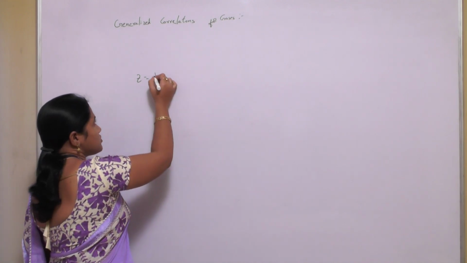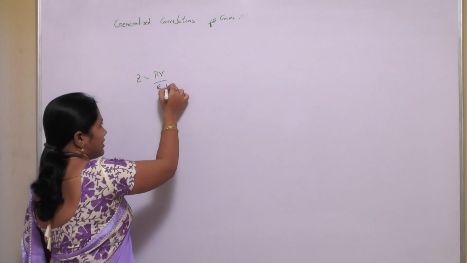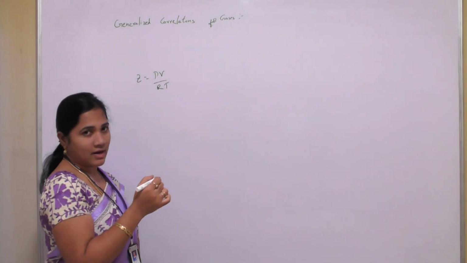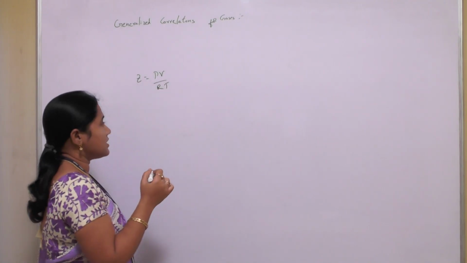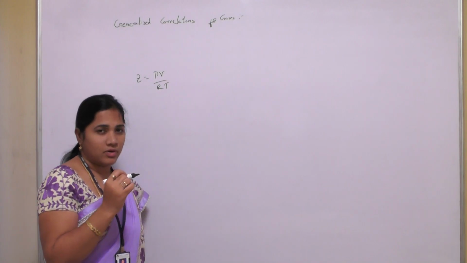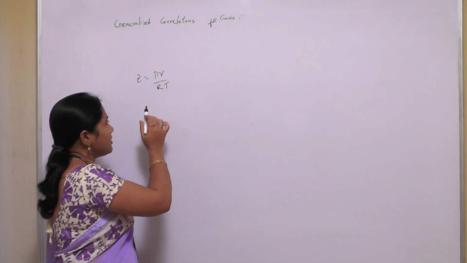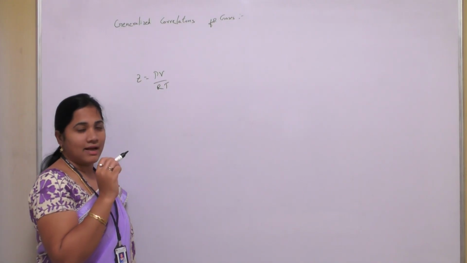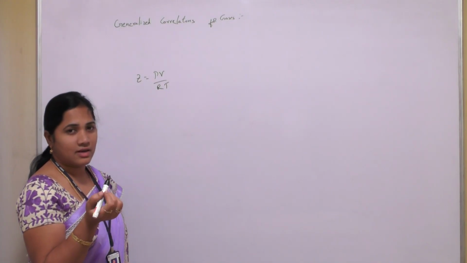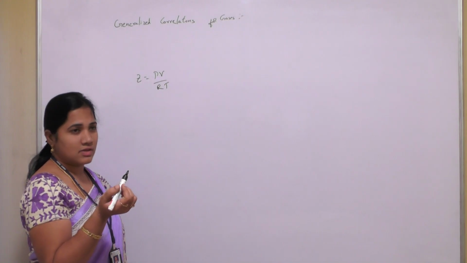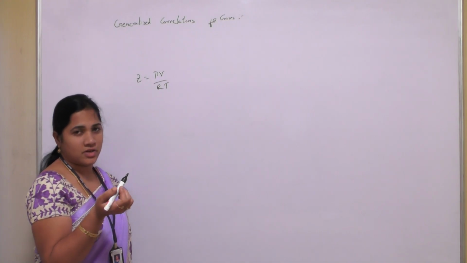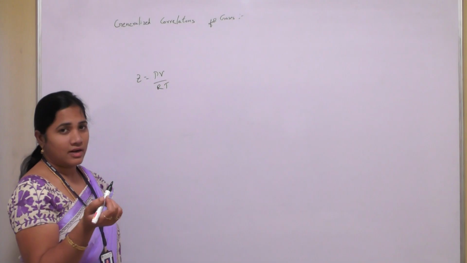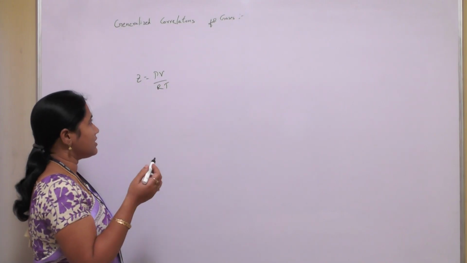So Z equals PV by RT. This is how the compressibility factor is generally defined. And one more important point is that the compressibility factor value is different for different fluids. Why? Because the pressure, temperature, and volumes are different for different fluids.